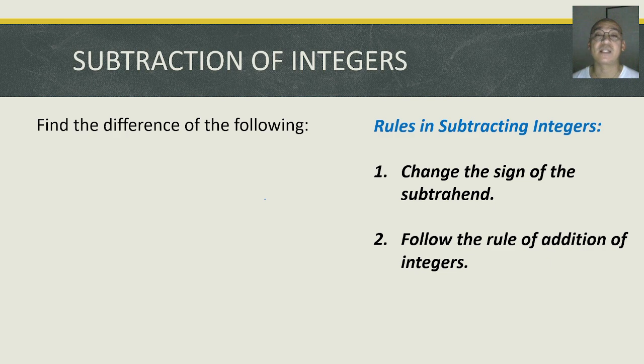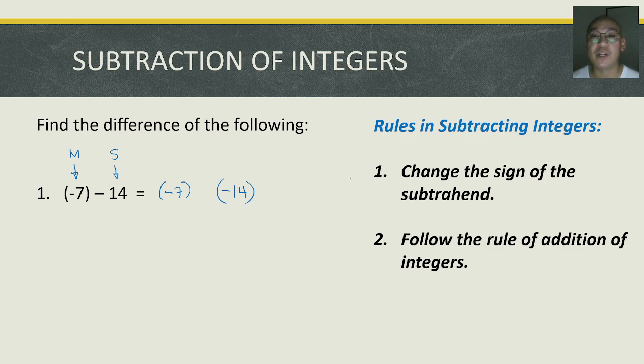Let's try to find the difference of the following. Number 1, -7 and -14. Take note to do the first step: change the sign of the subtrahend. This is our minuend and this is our subtrahend. We don't need to change the sign of the minuend as it is still a negative number, -7. But as the rule for subtraction, the first rule is to change the sign of the subtrahend. Our subtrahend is -14, so from -14, we will change it to +14.